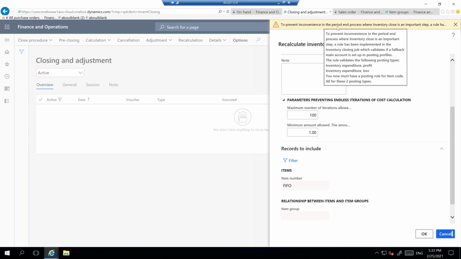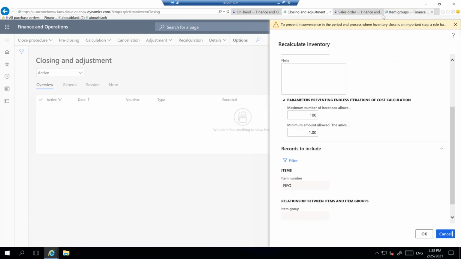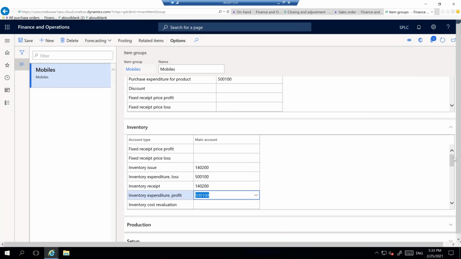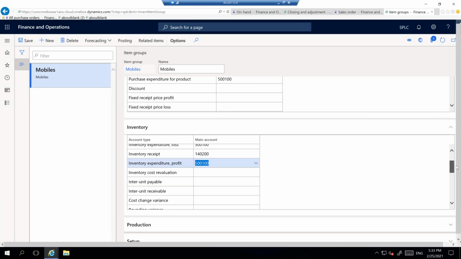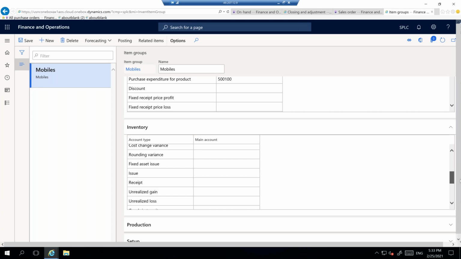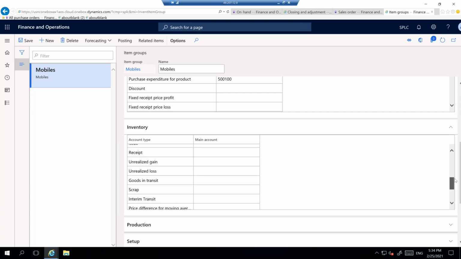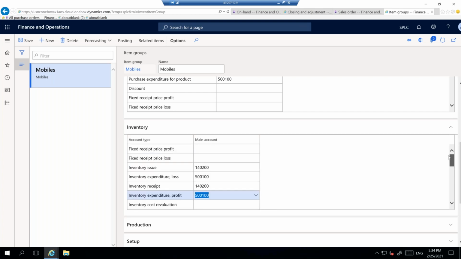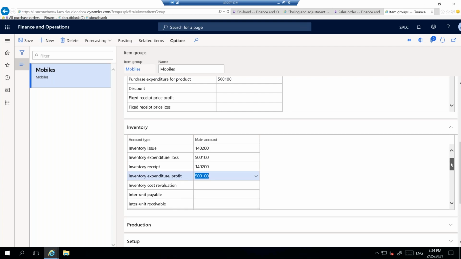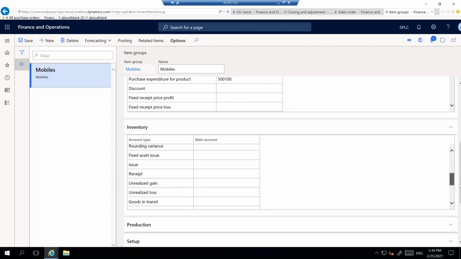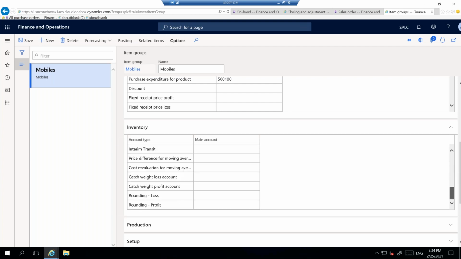Okay, the fallback main account also we need to map. One more account was recently introduced, the fallback main account. Let me verify where it is available. Let me go to posting profiles.